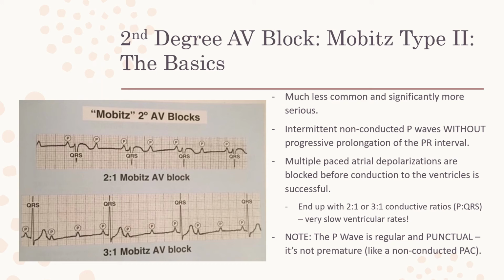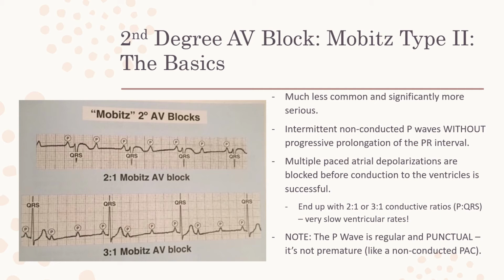So second-degree AV block Mobitz type 2 is much less common and significantly more serious. We have intermittent, non-conducted P waves without progressive prolongation of the PR interval. So the PR interval here stays the same. We have multiple atrial depolarizations which are blocked before conduction to the ventricles is successful.